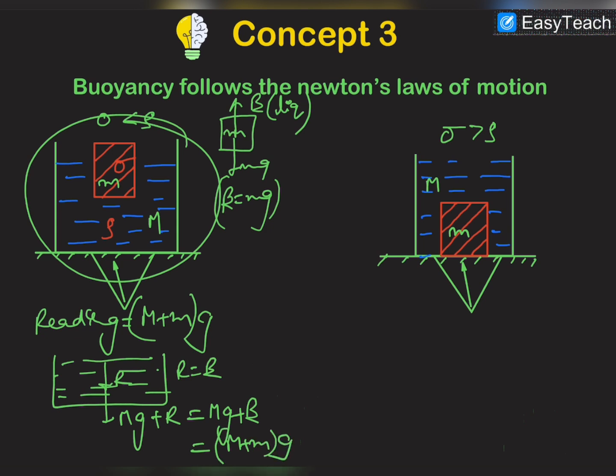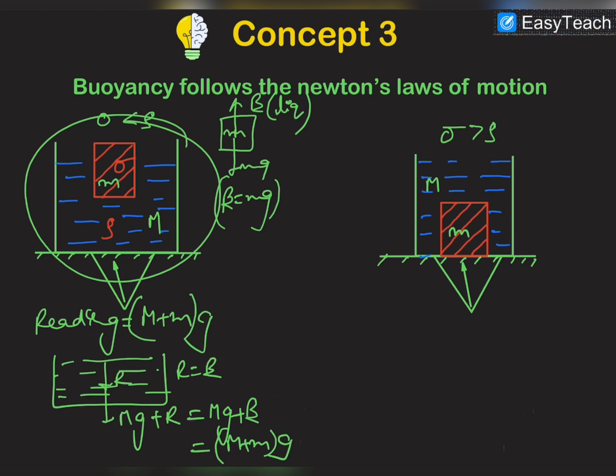So the reading of the weighing machine would be M plus m g, as the block will apply a reaction force equal to buoyancy on the liquid in the downward direction, and that reaction would be transferred to the base of the container. But what happens when sigma is greater than rho? It means that when the density of the solid block is greater than the density of the liquid, then what will happen? So let us discuss this scenario also.